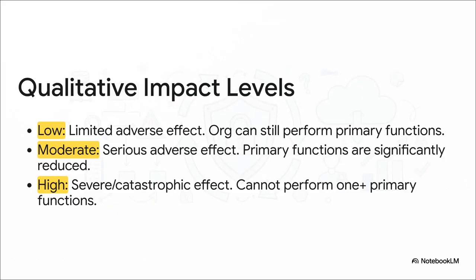Let's look at a really solid example of a qualitative method from FIPS 199. It breaks down impact into 3 levels. A low impact means there's a limited adverse effect. The company's a little bruised, but it can keep going. Moderate means a serious adverse effect, where key functions are significantly impacted. And high impact? Well, that's severe or catastrophic. The organization literally can't do one of its main jobs anymore. For your exam, lock in those keywords: limited for low, serious for moderate, and severe or catastrophic for high.